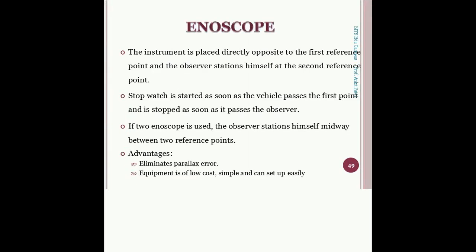The instrument is placed directly opposite to the first reference point and the observer stations himself at the second reference point. The stopwatch is started as soon as the vehicle passes the first point and is stopped as soon as it passes the observer. If two enoscopes are used, the observer stations himself midway between the two reference points. Advantages: it eliminates parallax error. The equipment is low cost, simple, and can be set up easily.